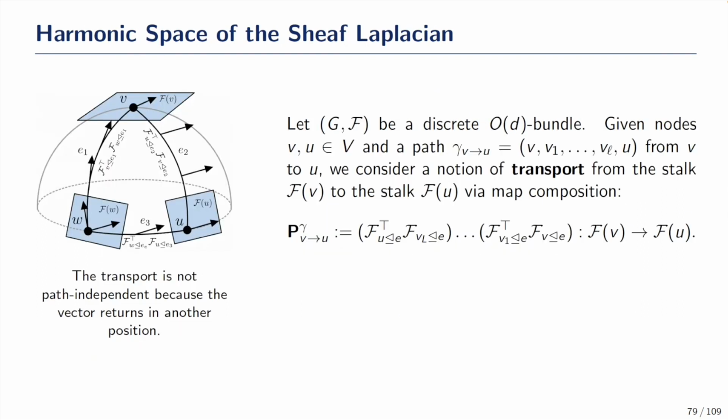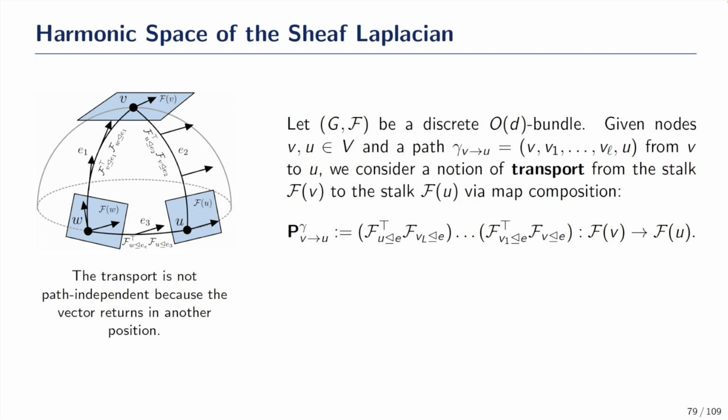So first, what we do is analyze the harmonic space of the Sheaf Laplacian in the bundle case, because it's easier to do it there. And it turns out that's sufficient. If we have a bundle, we can have any path between two nodes, and we can consider this notion of transport from the stalk at node V to the stalk at node U. So kind of transporting these vectors over longer distances, essentially.